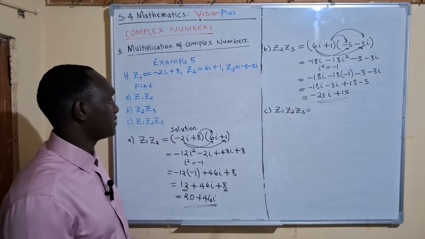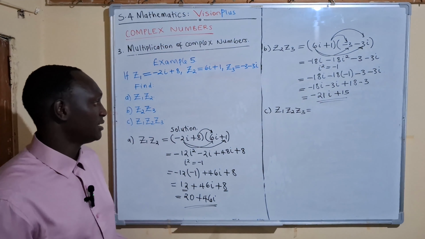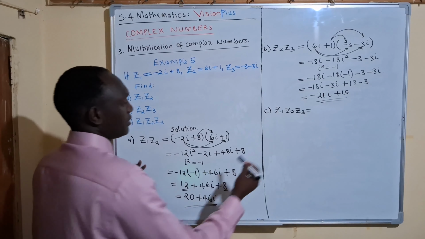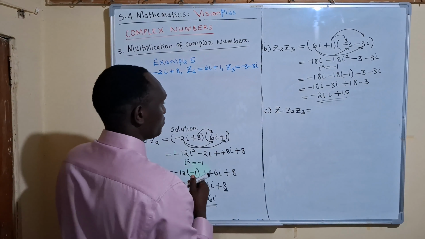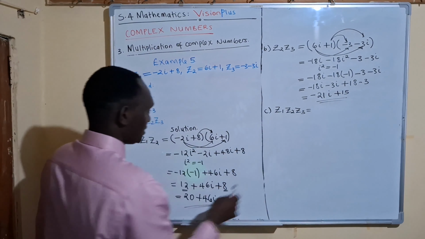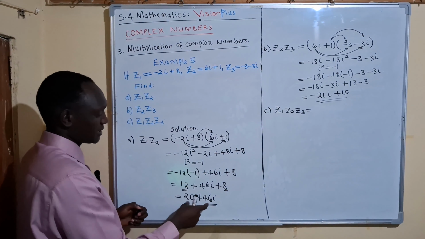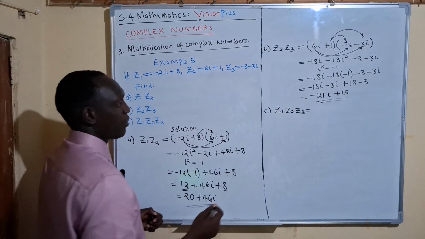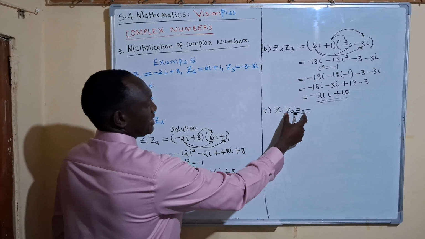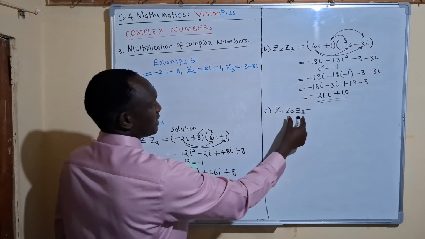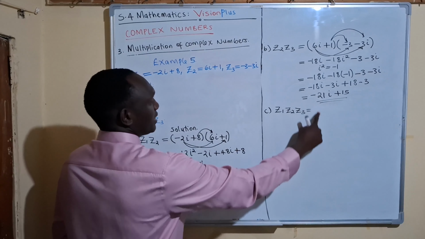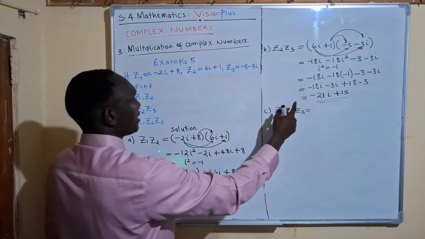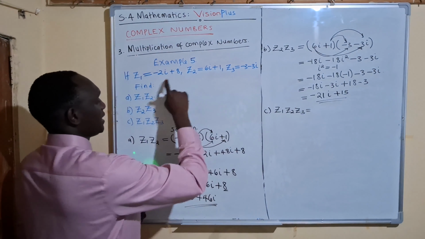So for part C, which is z1 times z2 times z3, the choice is absolutely yours. Why? Because you have z1 times z2 already here, so you can just get this value, then multiply it by z3. Or z2 times z3 is already there, so you can just get this value of z2 times z3, then multiply it by z1, which is here.